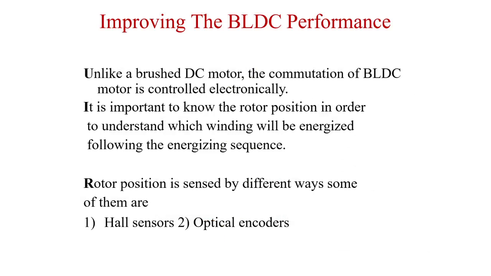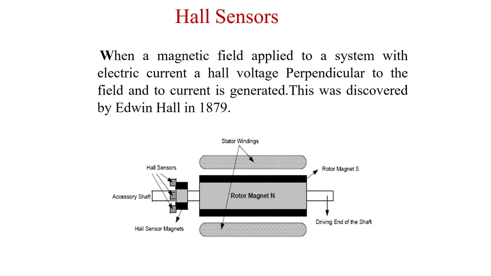Let us see how we can improve the performance of a BLDC motor. Unlike a brushed DC motor, commutation of a BLDC motor is controlled electronically. It is important to know the rotor position in order to understand which winding will be energized following the energizing sequence. The rotor position can be sensed in different ways. Some of them are Hall sensors and optical encoders. Let us see about Hall sensors.